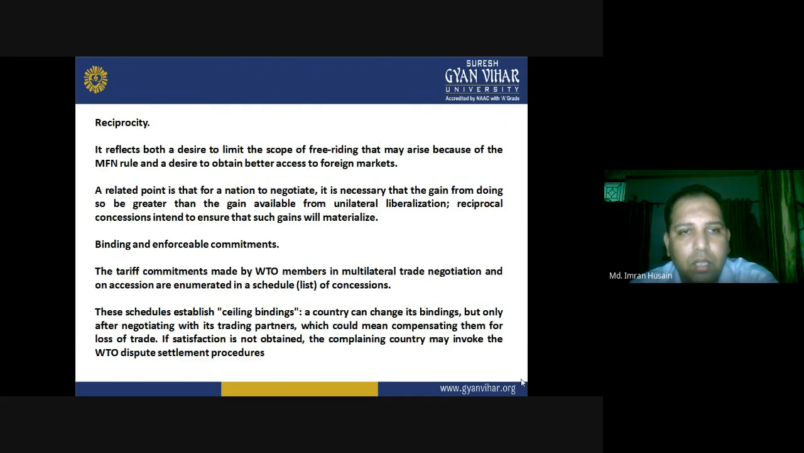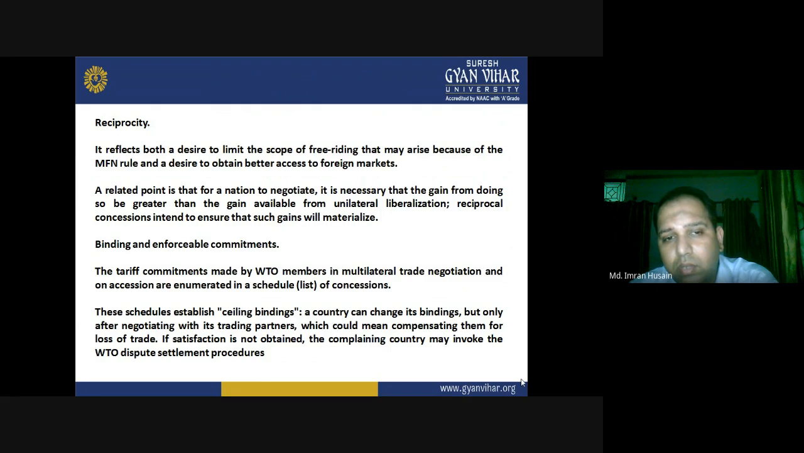Reciprocity. It reflects both a desire to limit the scope of free riding that may arise because of the MFN rule and a desire to obtain better access to foreign markets. A related point is that for a nation to negotiate, it is necessary that the gain from doing so be greater than the gain available from unilateral liberalization. Reciprocal concessions are intended to ensure that such gains will materialize.